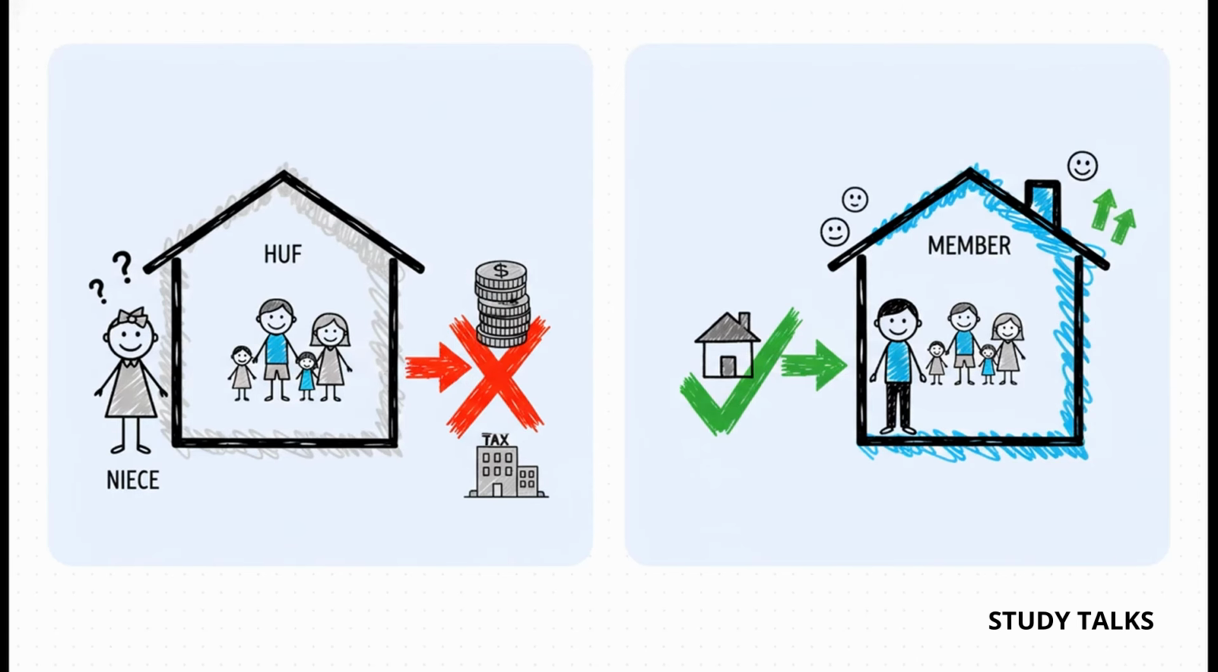Okay, let's do a quick rapid fire on another examiner's favorite, the HUF. Scenario 1. A Karta's niece gives a gift to the HUF. Taxable or not? It's taxable. Why? Because the definition of relative for an HUF is only its members. The niece is not a member. Got it? Now, scenario 2. A member gives a gift to their own HUF. Taxable? No way. That's a gift from a relative, so it's perfectly exempt.